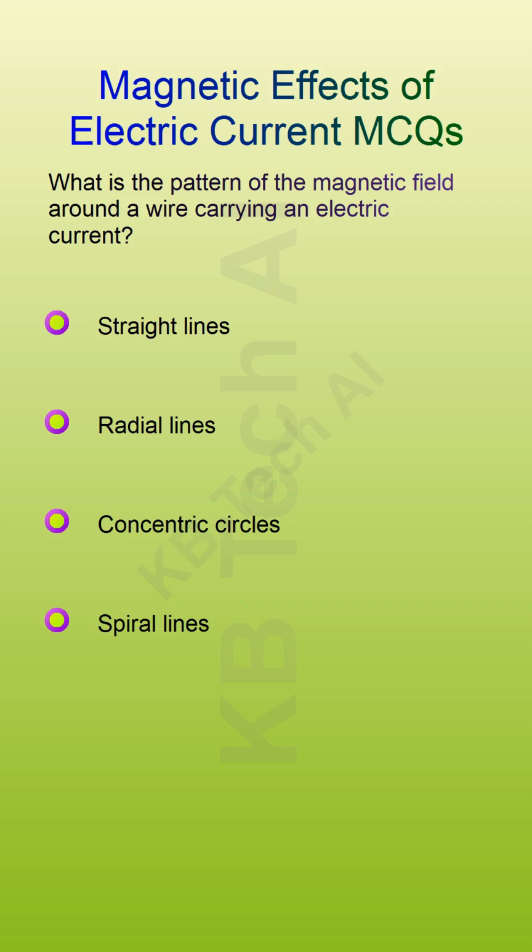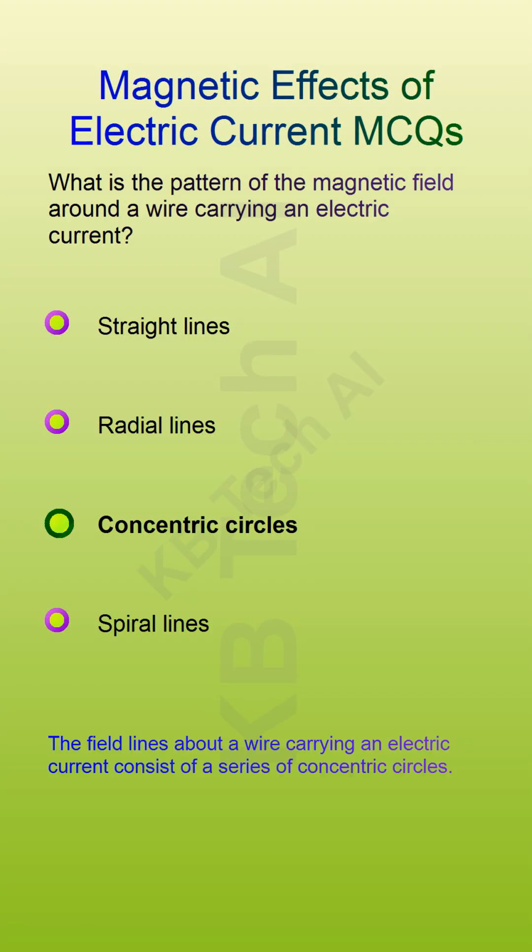What is the pattern of the magnetic field around a wire carrying an electric current? Option 1, straight lines. Option 2, radial lines. Option 3, concentric circles. Option 4, spiral lines. The answer is, option 3, concentric circles.